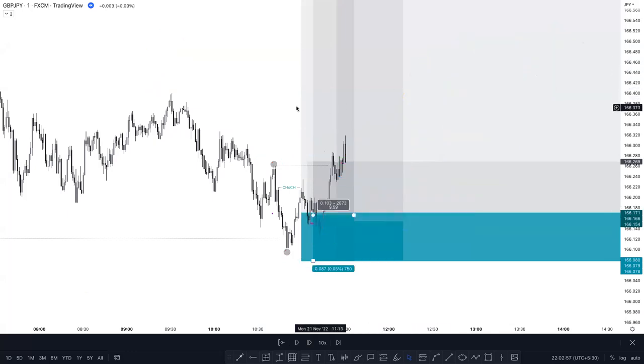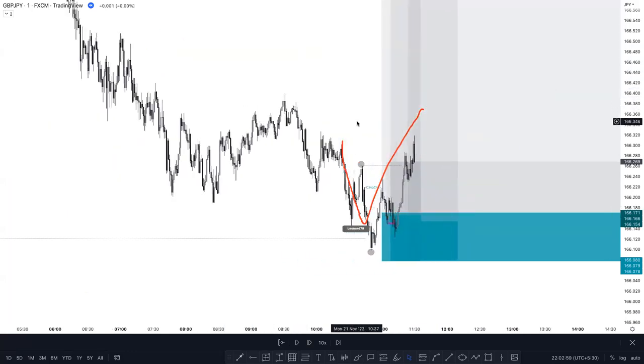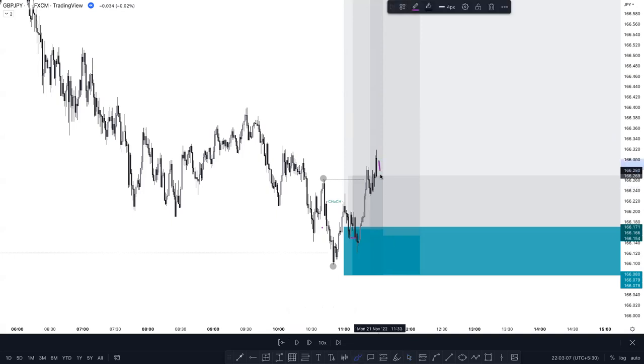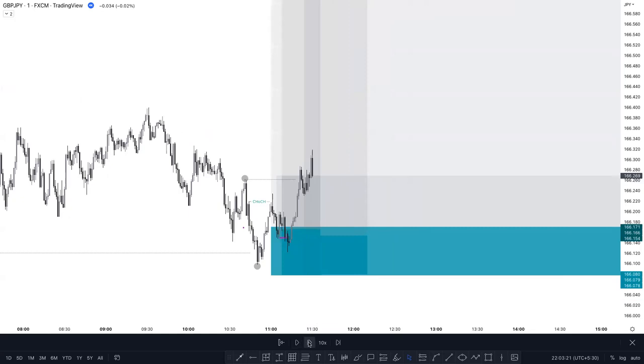Okay, perfect. Yes, this one is a possible entry here. Once the market has taken out this inducement, definitely you can buy here. If the market does not tap the order block and just sweeps this low, you can simply buy here on the single candle order block. Okay, so let's see what happened next.